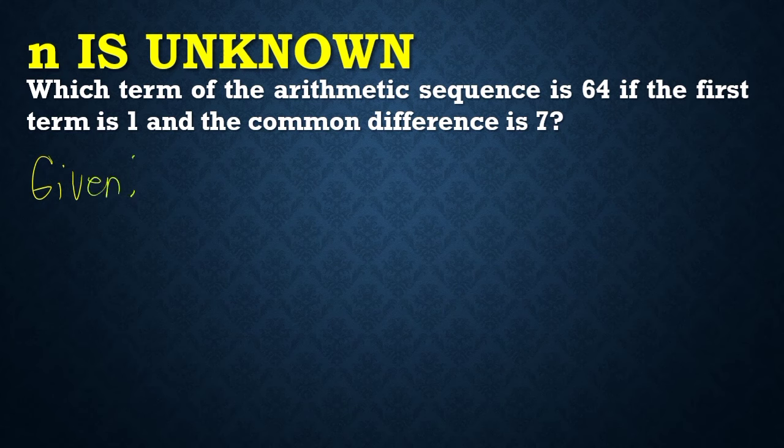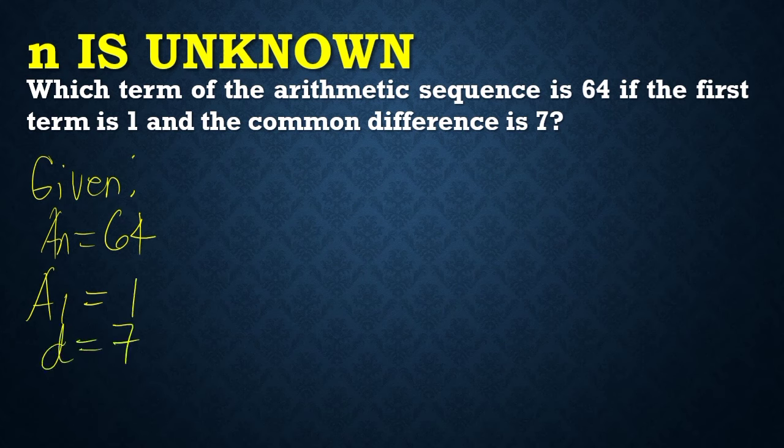So, based sa problem, yung 64, ito yung magiging nth term. Yung first term natin 1. And then yung common difference natin is 7. And then yung n natin is yung missing.